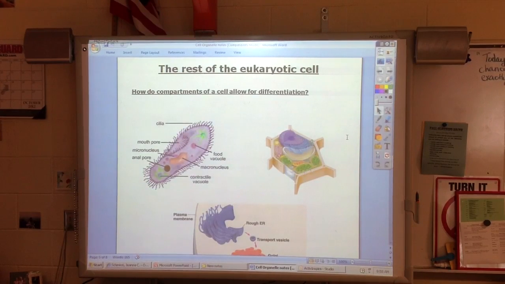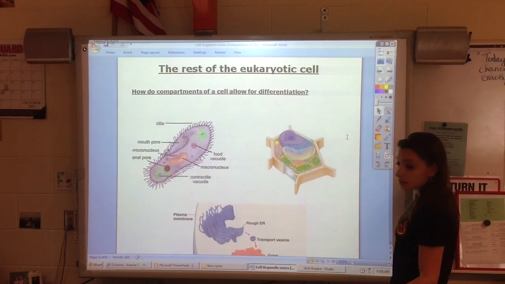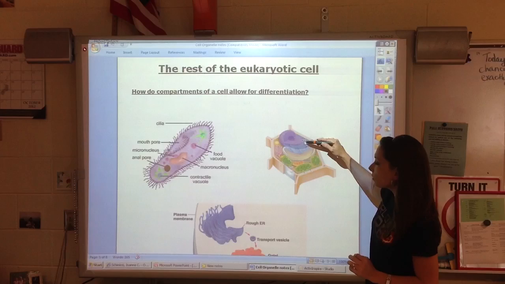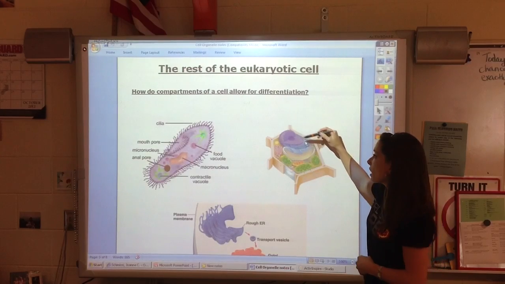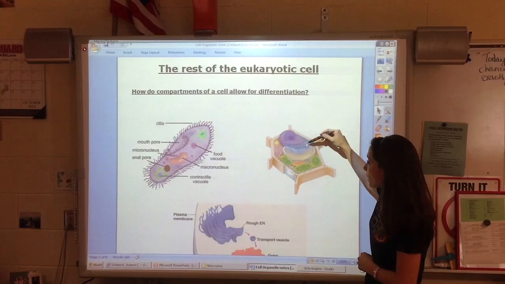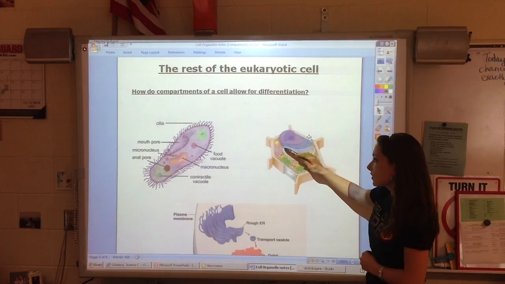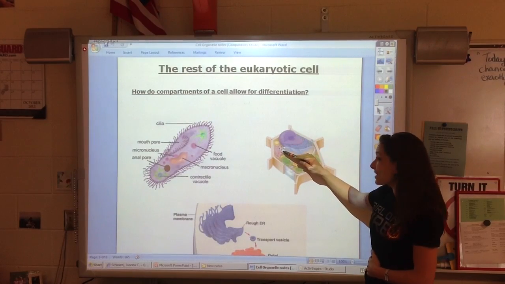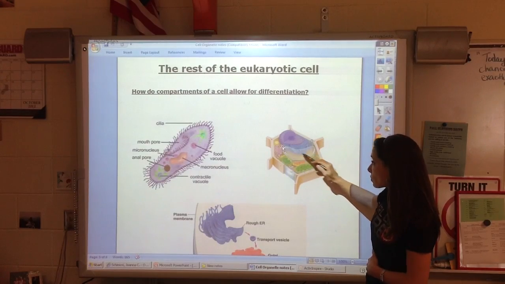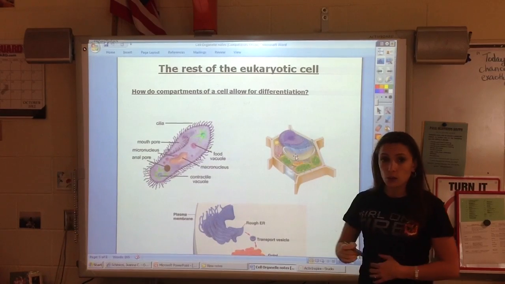So in the last section, we were talking about the endomembrane system. And you can see it here present in this cell. We've got a eukaryotic cell drawing, and we see the nucleus whose membrane is continuous with the endoplasmic reticulum. We see the Golgi body or Golgi apparatus here. We see the vesicles. We see the vacuoles.